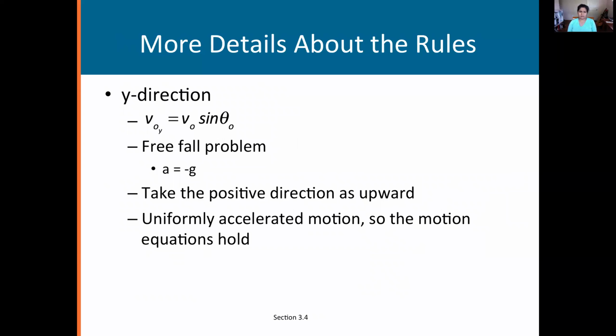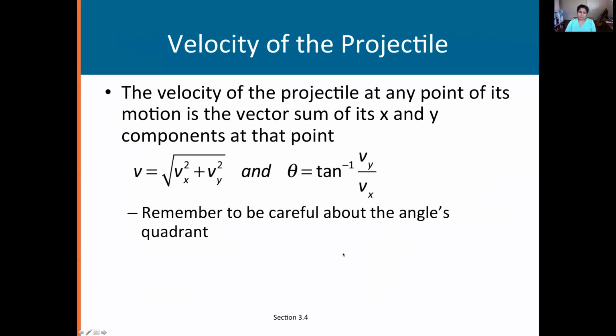What about the y direction? In the y direction, we have uniform acceleration, where the acceleration is negative 9.8 meters per second squared, the value of g. And V0y, the initial velocity in the y direction, is V0 sine theta 0. This reduces to 0 at the top and then starts increasingly becoming negative. So all the kinematic equations apply in the y direction.